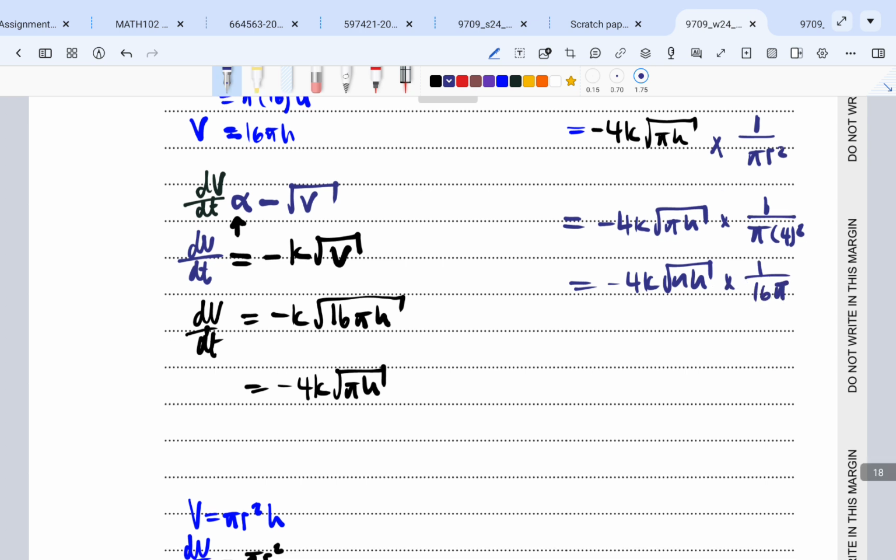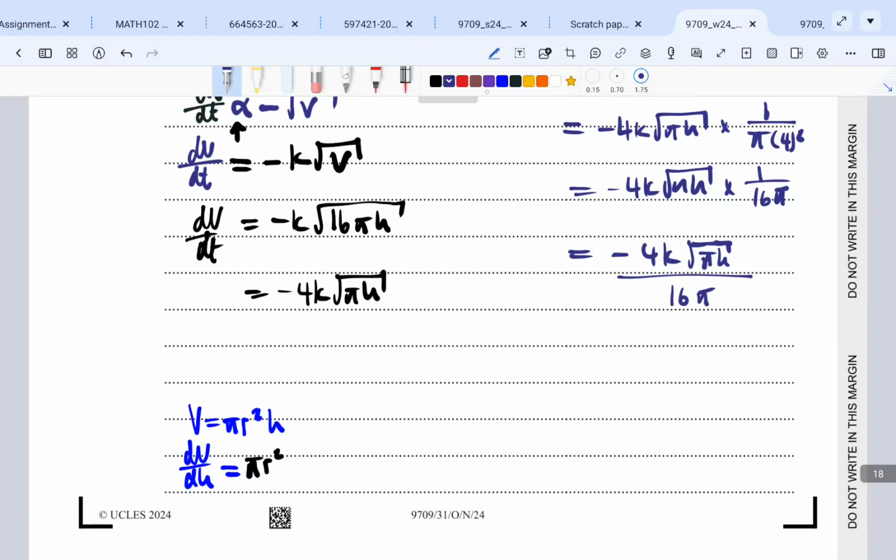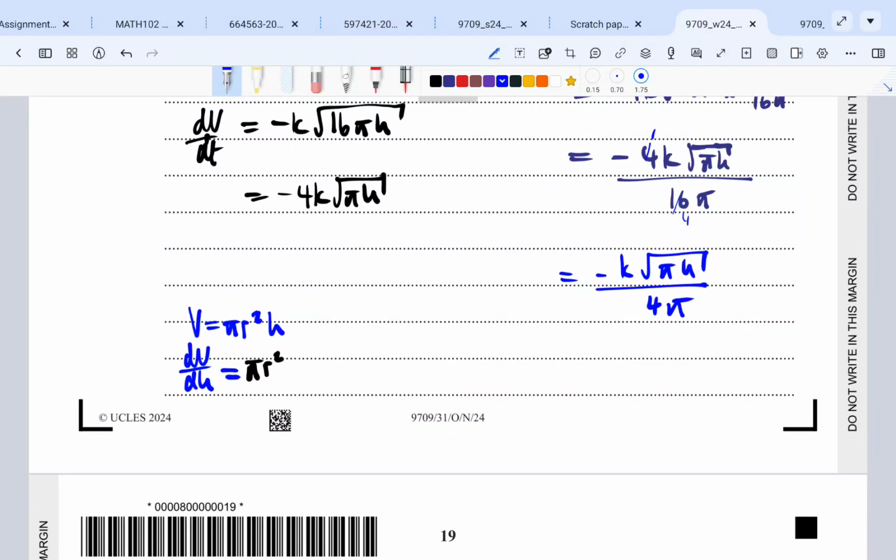There we go. So what is this going to be? Negative 4k, then square root of pi h, all divided by 16 pi, because it's multiplying 1 over 16 pi, right? And 4 into 4, 1; 4 into 16, 4. So this is going to be negative k, the square root of pi h, all over 4 pi. Okay, there we have it. Now, what are we going to do? We want to separate the square root of h, right? So I'm going to separate these two at the top.